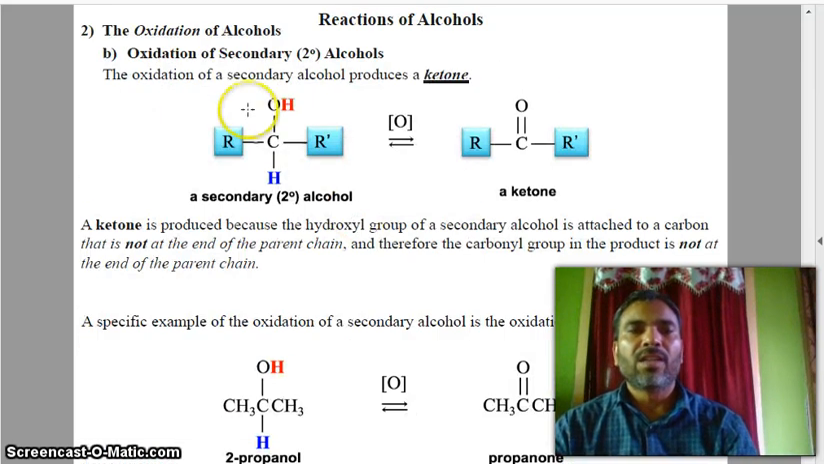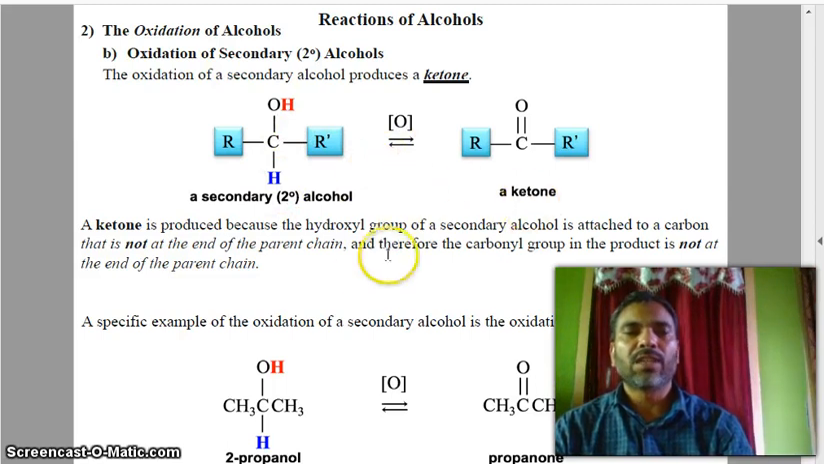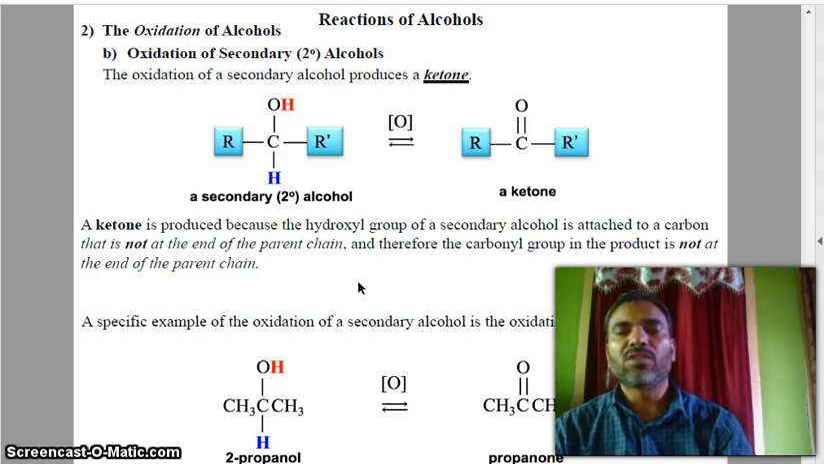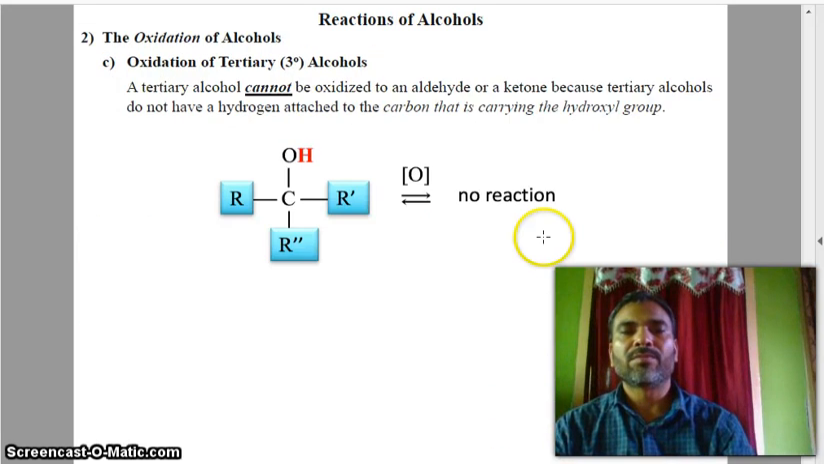Now oxidation of secondary alcohol. You see this OH is attached to a carbon that contains two R groups. This is the secondary alcohol. Oxidation of a secondary alcohol produces a ketone. A ketone is produced because the hydroxyl group of a secondary alcohol is attached to a carbon that is not at the end of the parent chain, and therefore the carbonyl group in the product is not at the end of the parent chain. A specific example of oxidation of a secondary alcohol is the oxidation of 2-propanol. 2-propanol undergoes oxidation to give 2-propanone.